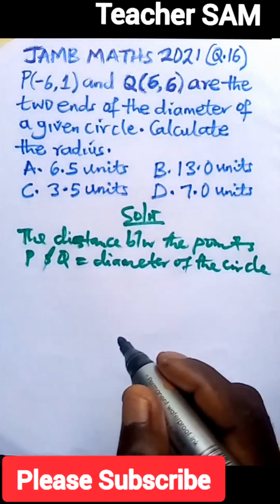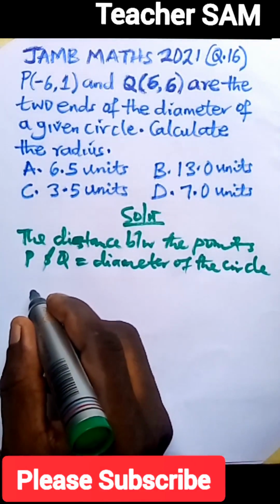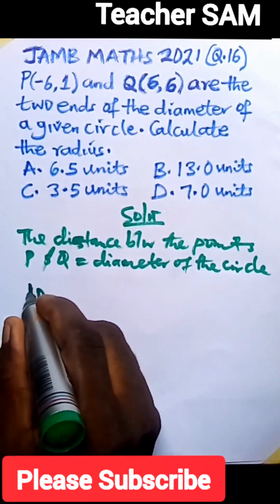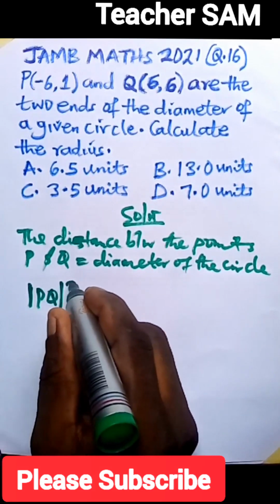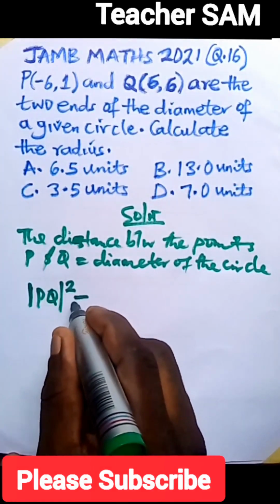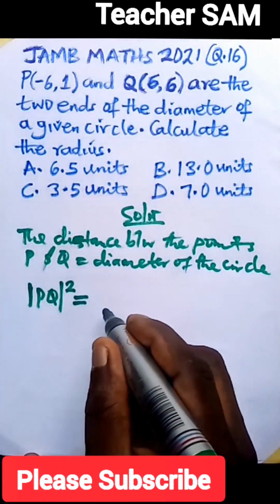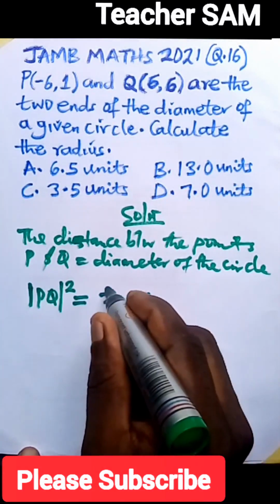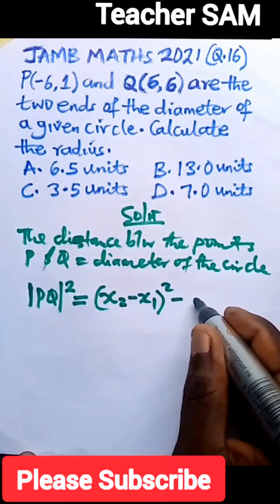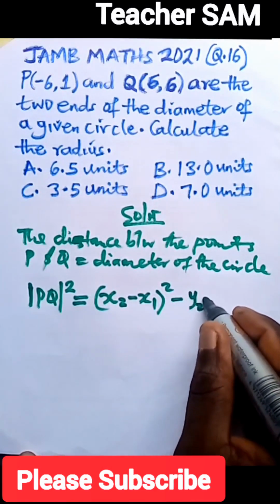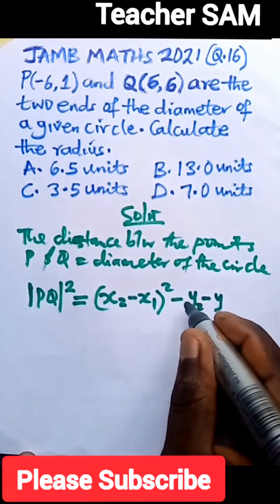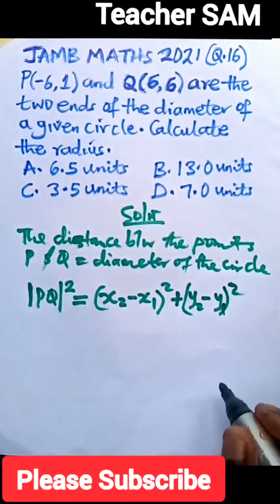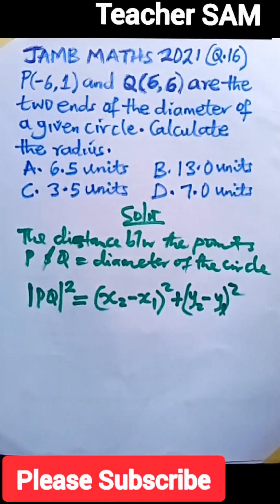Now, if that is true, we know that the distance between the points, in this case line PQ, which is the diameter, is equal to the square root of (x2 minus x1) all squared plus (y2 minus y1) squared. Okay, this is plus, not minus. So that is the formula.